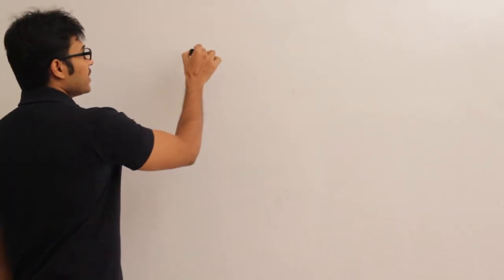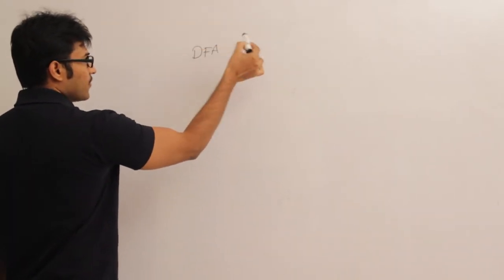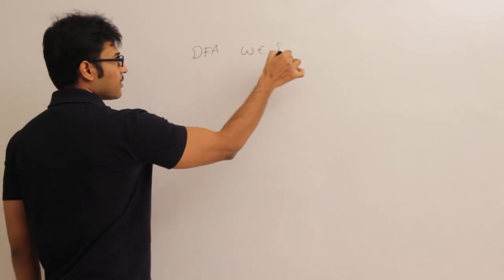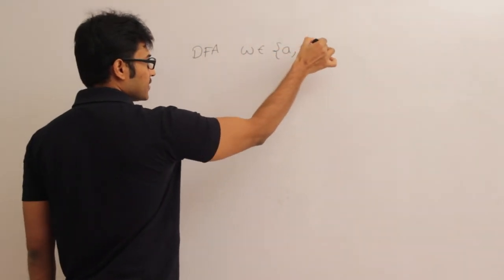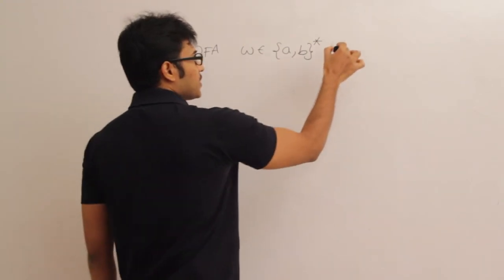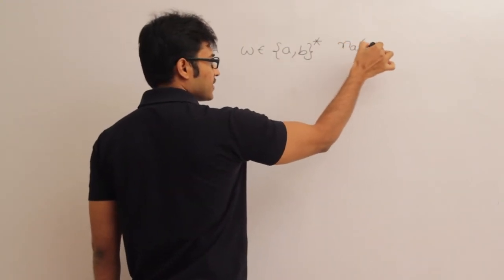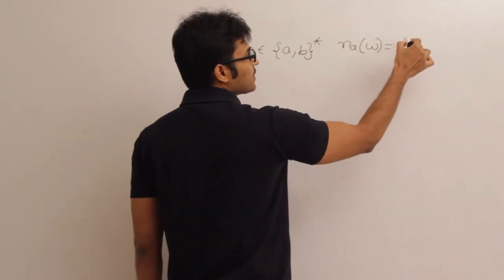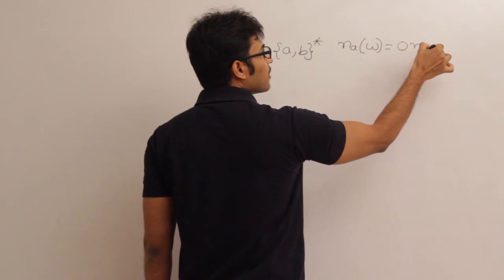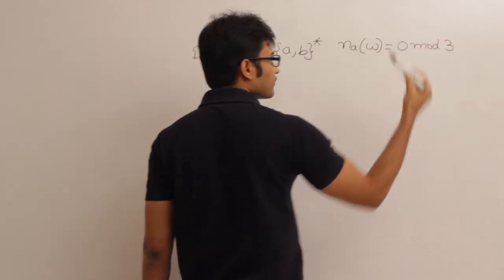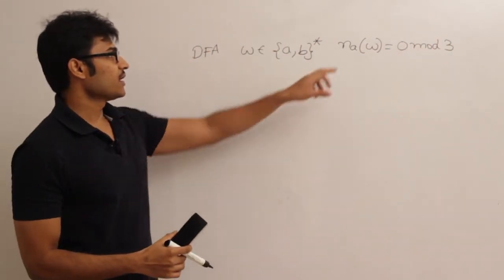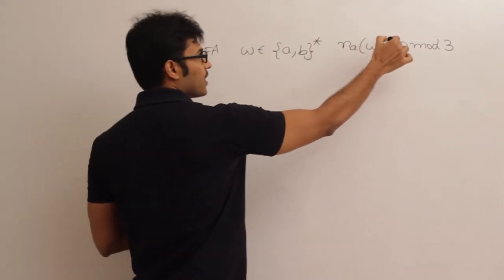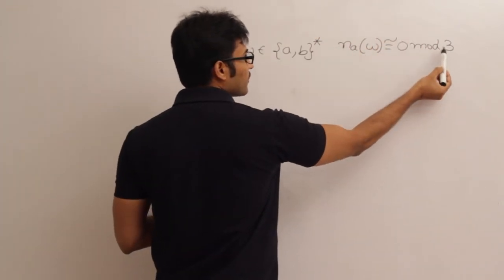Now we shall extend the previous problem a bit more. Let us say I want to construct a DFA which accepts the set of all strings over a, b in which the number of a's is divisible by 3, which means if I take the number of a's in a word and divide it by 3, then the remainder should be 0.